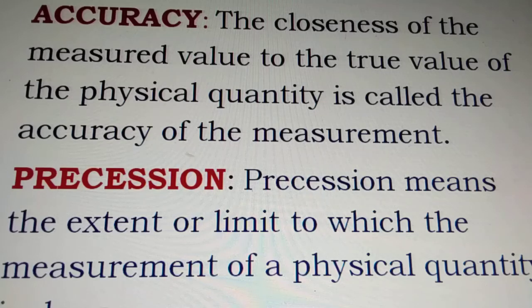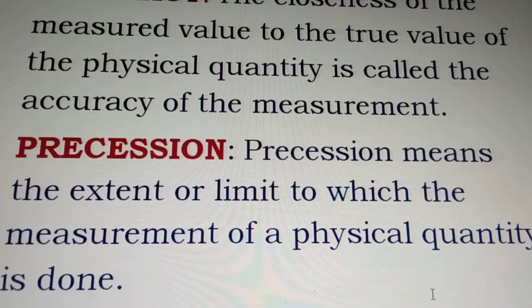So, we have another word called precision. Precision means the extent or limit to which the measurement of a physical quantity is done. The extent or limit to which the measurement of a physical quantity is done is termed as precision. How near we are to the true value is termed as precision.